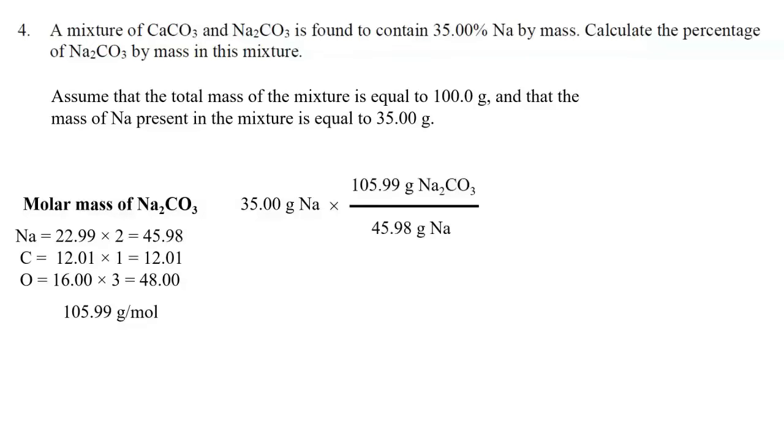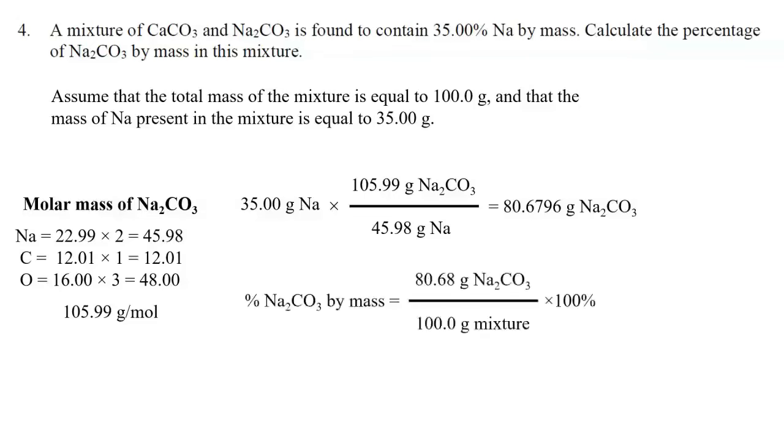Notice that my grams of sodium is not 22.99, but rather 45.98, because that is the total mass of sodium within the formula Na2CO3. So again, pay attention to subscripts when you're considering how much of the sodium is present in 105.99 grams of sodium carbonate. So we do this math, multiply by 105.99, divide by 45.98, and we get 80.6796 grams. I'll go ahead and call that 80.68 grams of sodium carbonate.